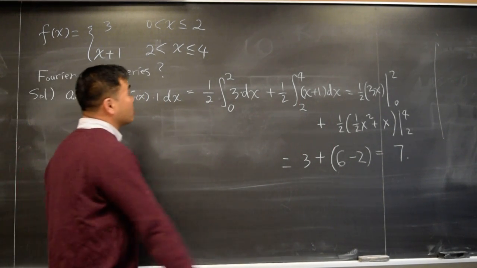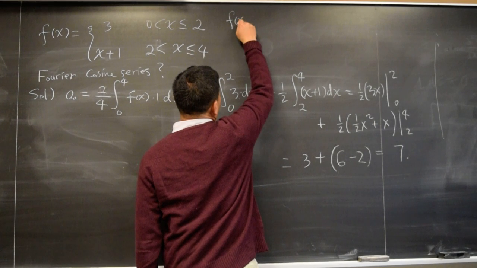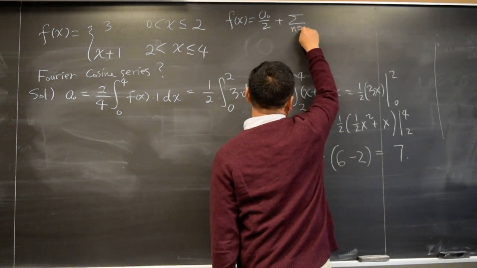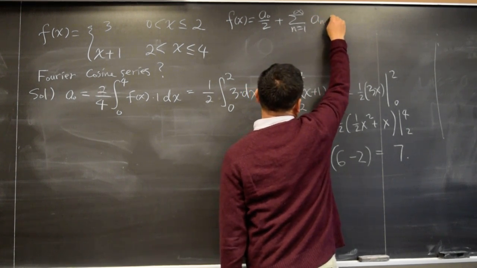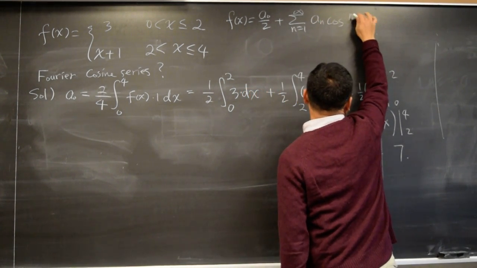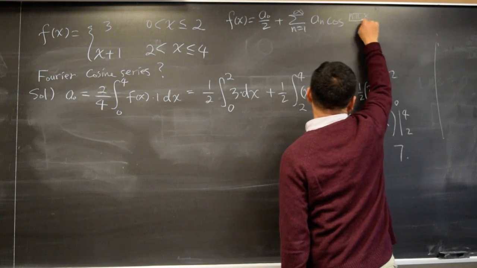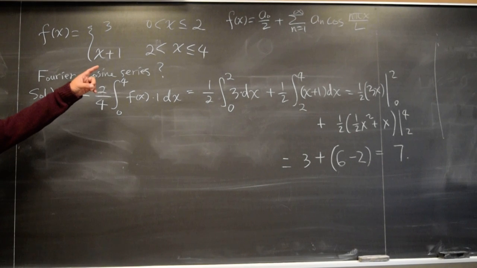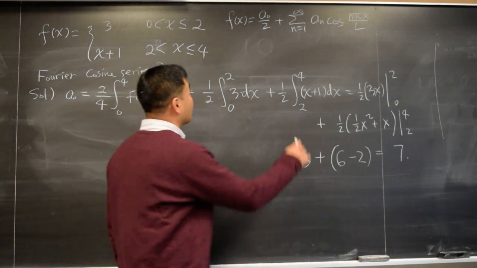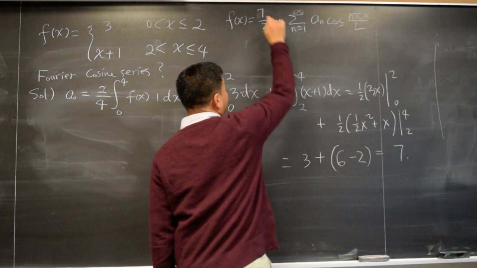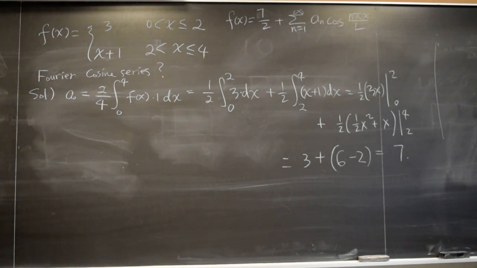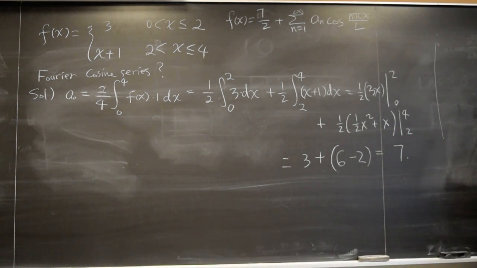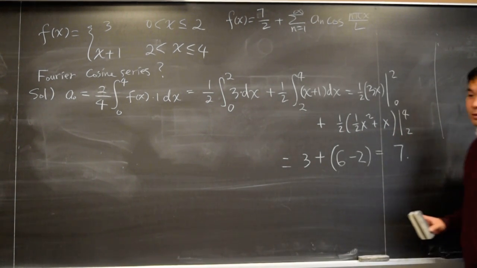Remember, the Fourier cosine series is f of x equal to A0 over 2 plus sigma n from 1 through infinity of an cosine n pi x over L. That's the Fourier cosine series, right? And for A0, we found out that that's 7. Right. Now let's try to do the same thing for An. You have to calculate An and A0 separately.